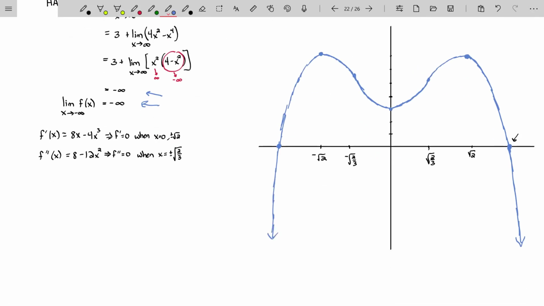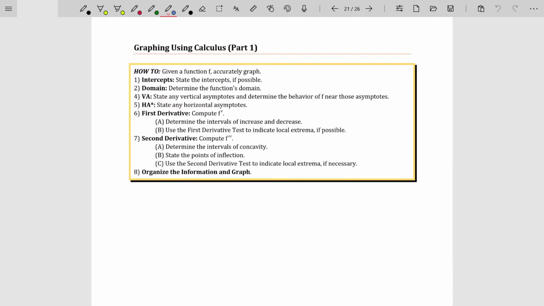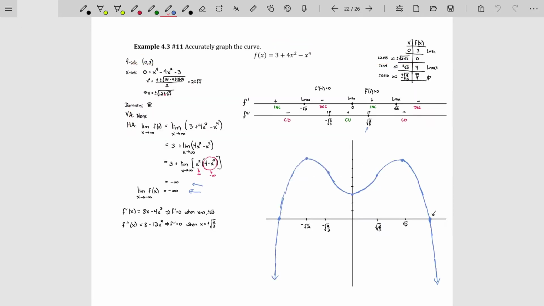And that is a very accurate graph of that function, using all the steps provided in the previous screen right there. So it is a really accurate way of graphing using calculus. Now, rather than stick another 4 graph problems into this video, I'm going to break them apart. So this will be part 1, and then the next video, next example will be part 2, and so on and so forth. So I'll see you in the next video.